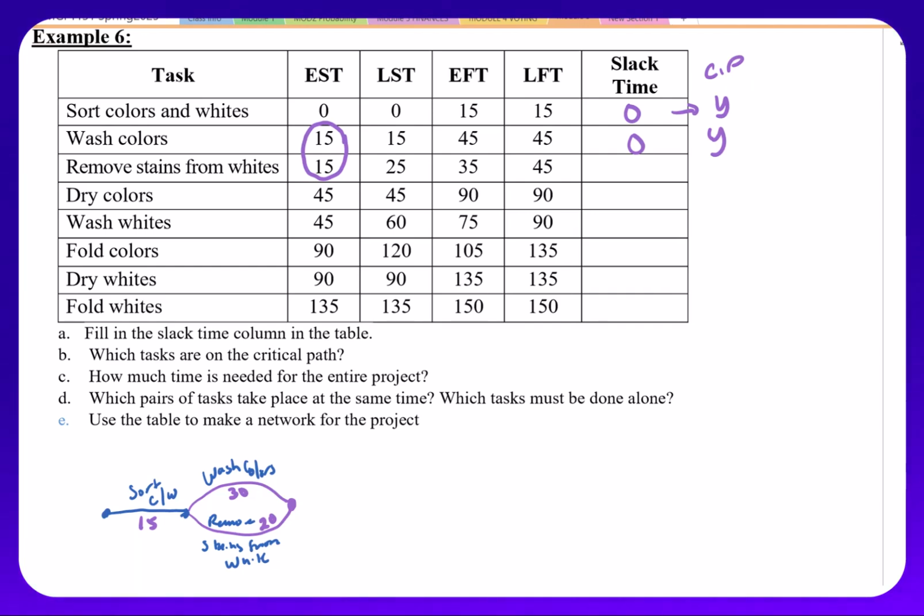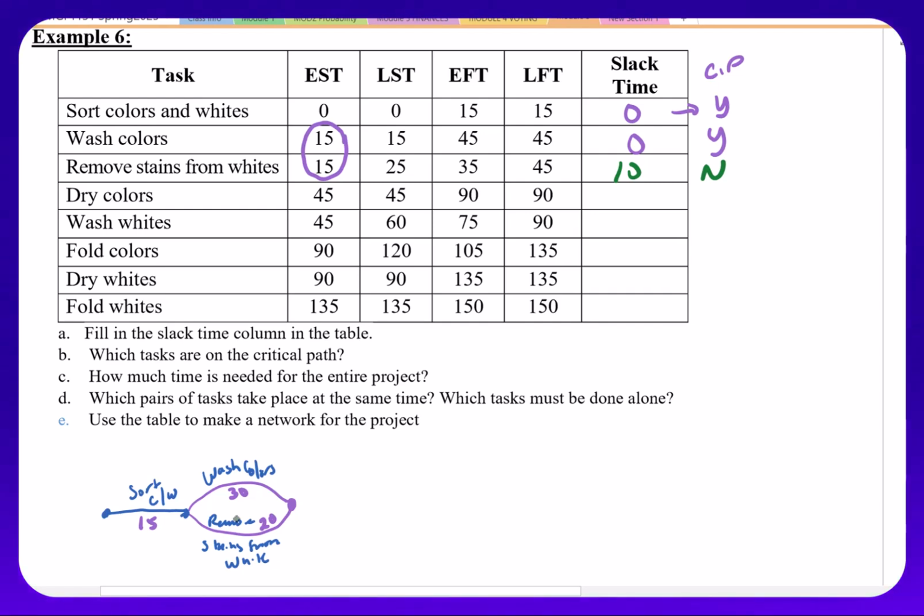When I'm removing the stains from the whites, we should see 25 minus 15. We have slack time where I can start it at 15 minutes or I can wait an extra 10 minutes to start it. So I have a slack time of 10. This is not on my critical path because if we look down here, you'll notice again, the limiting task is the 30. 30 minus 20 gives me 10 extra minutes to start it later.